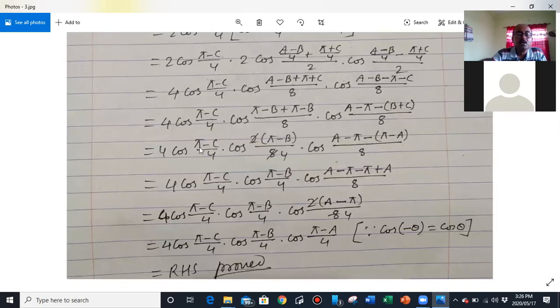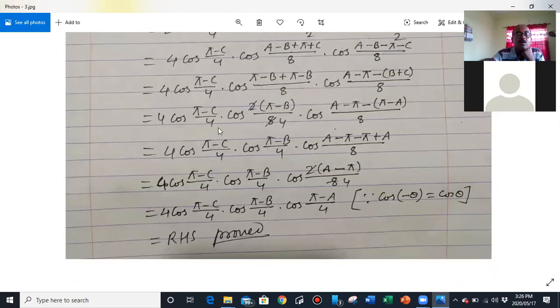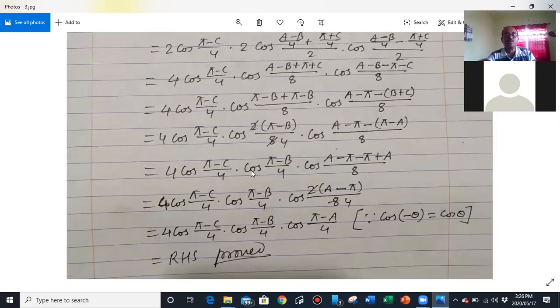Now see, 4 cos (pi minus c) by 4 into cos. Everything is double, 2 times pi, 2 times b. So take 2 common, (pi minus b) by 8. So 2 for the 8. Cos (a minus pi), b plus c is pi minus a with negative sign. Now 4 cos (pi minus c) by 4 into cos (pi minus b) by 4 into cos (a minus pi), this bracket opened, minus pi plus a.